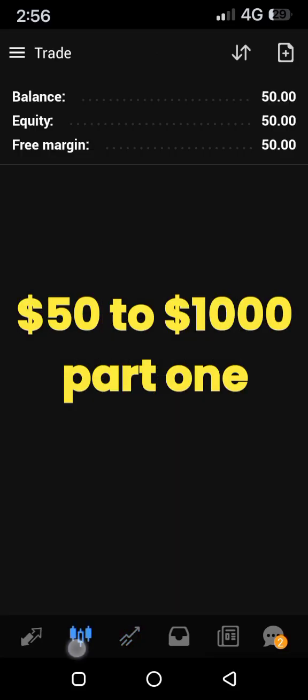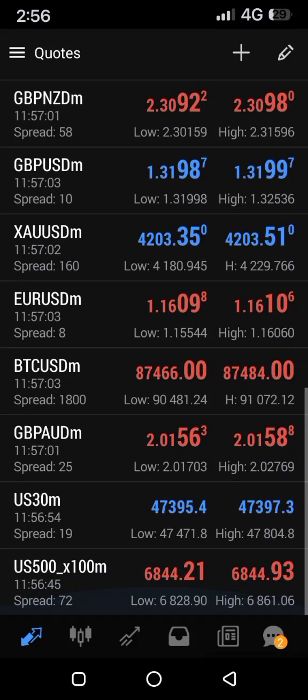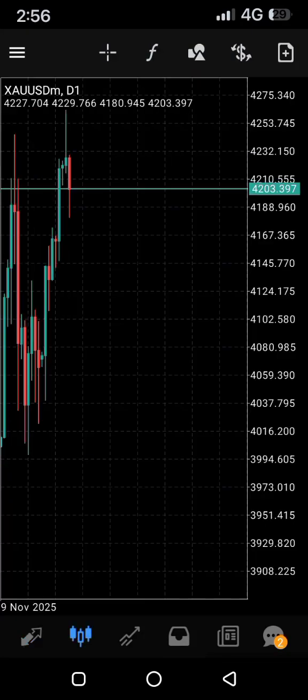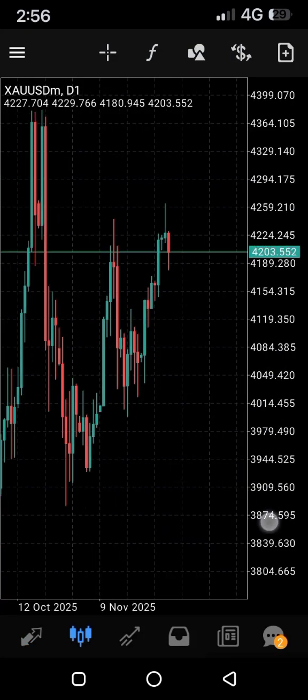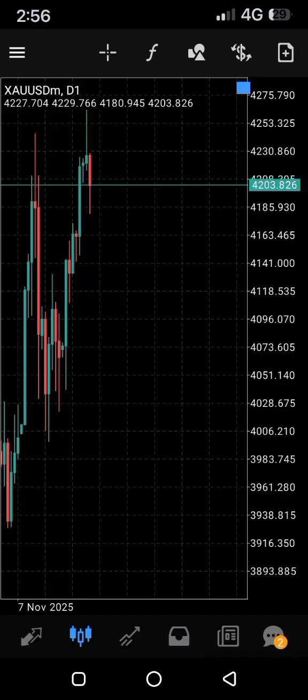How to trade. Okay, I have a $50 account, so I'm just gonna be scalping a bit here. So we start with the usual pair, gold. Gold has been pushing actually. If you observe, we are in a downtrend currently.